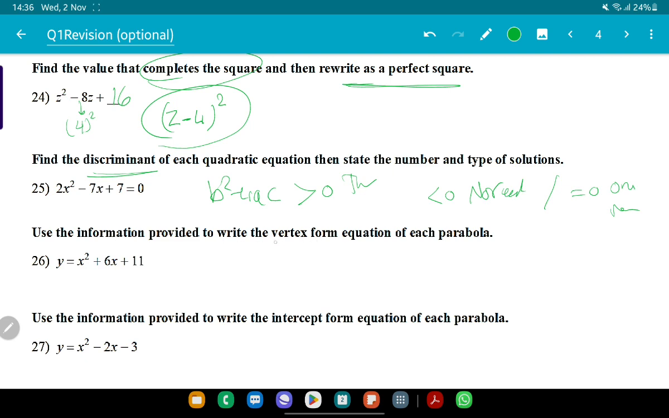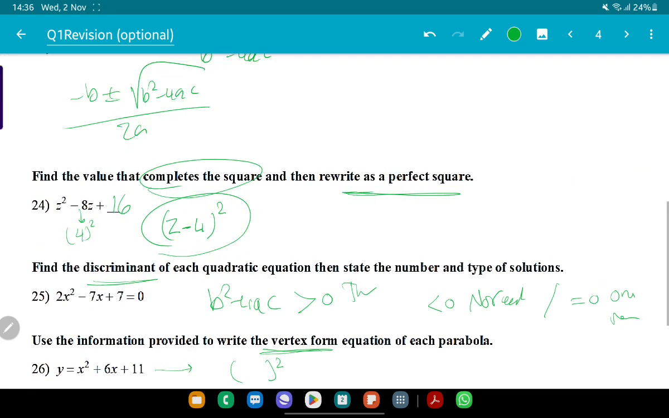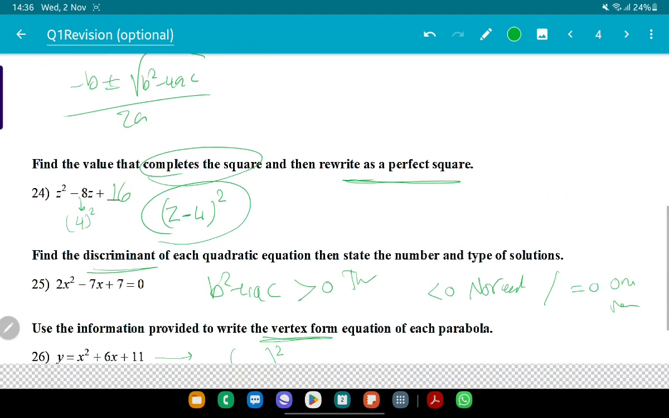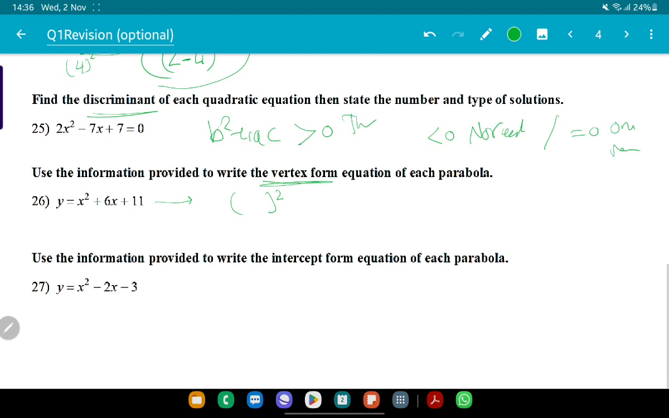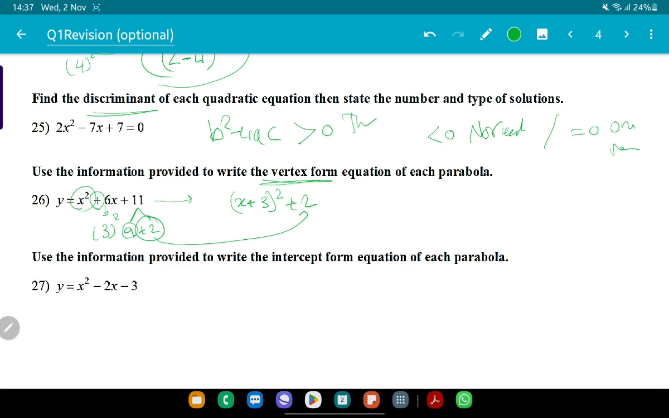Use the information provided to write the vertex form. This is a standard form. To write this in a vertex form, it means you need to change this to a bracket squared. We did this here. Here we changed this to a bracket squared by completing the square. So half 6 is 3, 3 squared is 9. How to find 9 from this? It's 9 plus 2. Now we have x squared is x, this is positive, and 9 from 3, then we have outside plus 2. You can watch the videos.